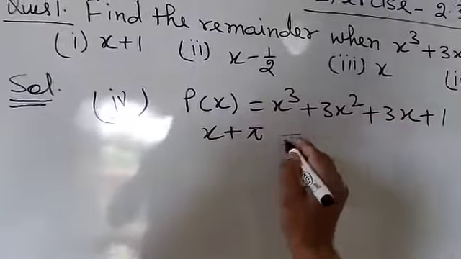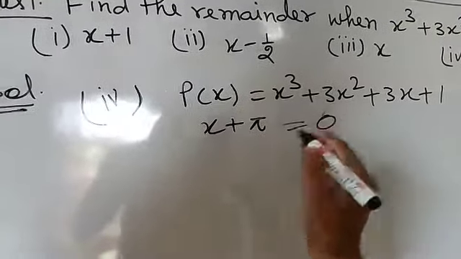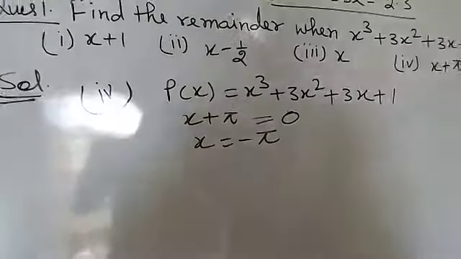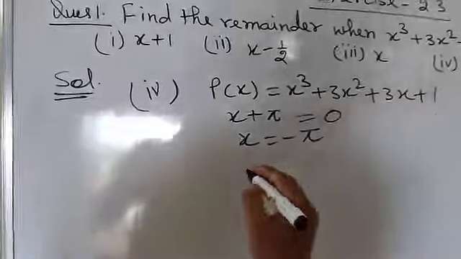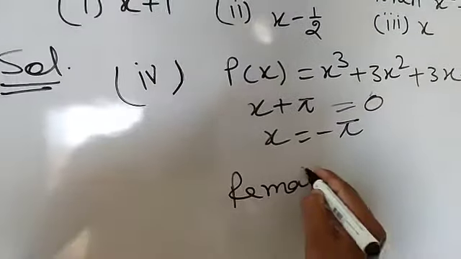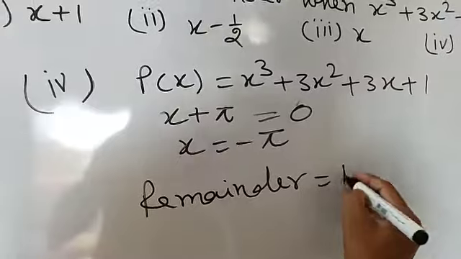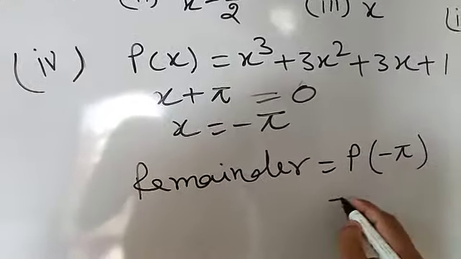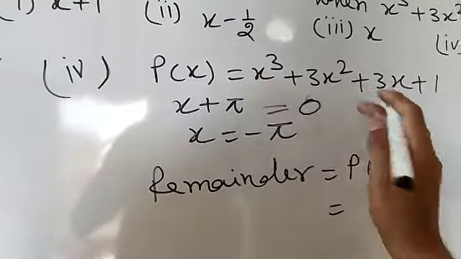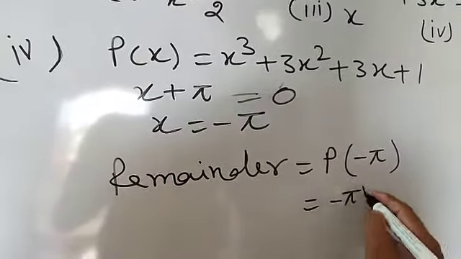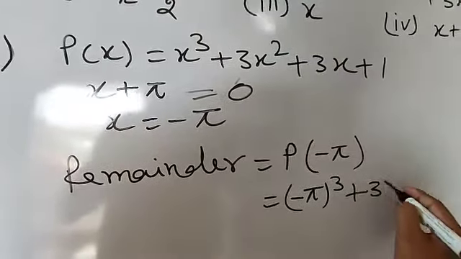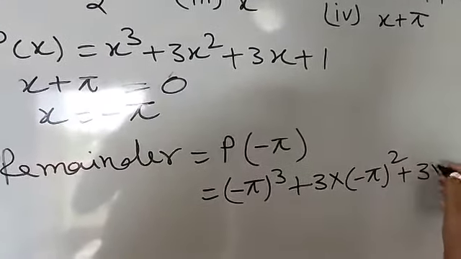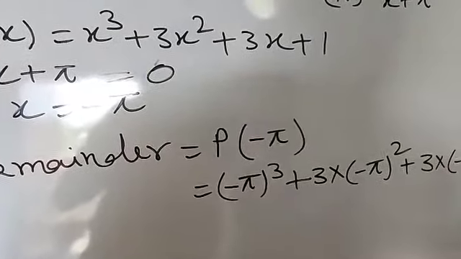So the divisor you put equal to 0, so x plus pi equal to 0, transfer the pi to the right side, then x equal to minus pi. So here you got the value of x is minus pi, so the remainder equals p of x, and x will be replaced by minus pi, so p of minus pi. Then x cube means minus pi cube, plus 3x square, plus 3 into minus pi square, plus 3x, so plus 3 into minus pi, plus 1.